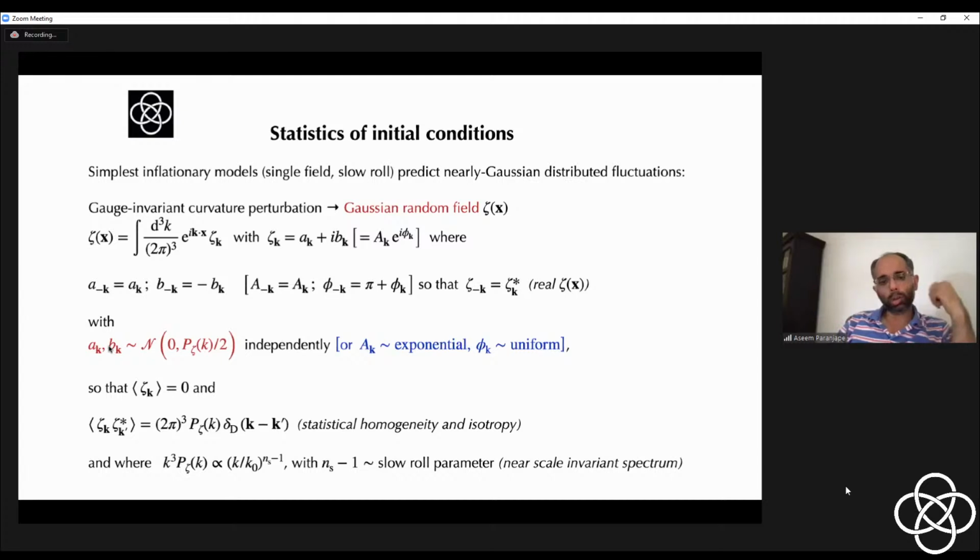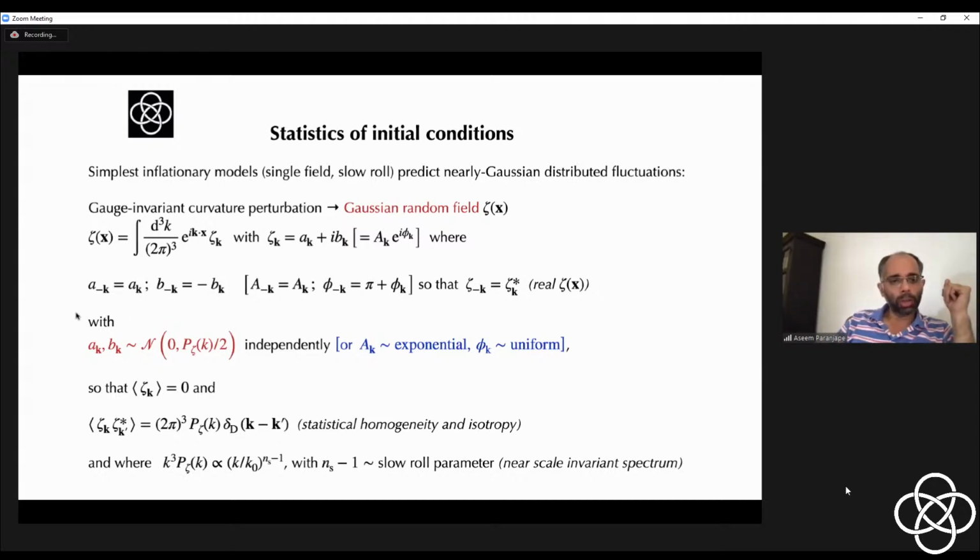And you can now also prove that if AK and BK are independently drawn from this Gaussian distribution, then capital AK and phi k can also be shown to have the following distribution. They will now not be Gaussian distributed because capital AK has to be at least positive, right? Because it's an amplitude. You can show that capital AK in this particular case is exponentially distributed or Rayleigh distributed, and phi k is just a uniform phase with no correlations between the phases.